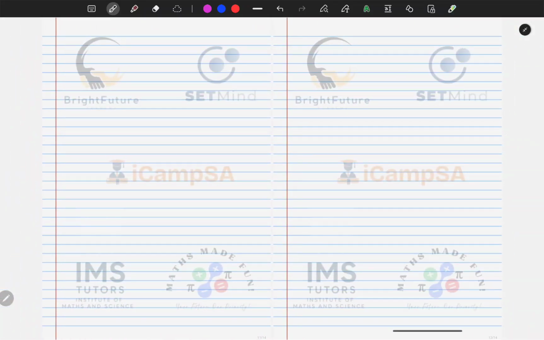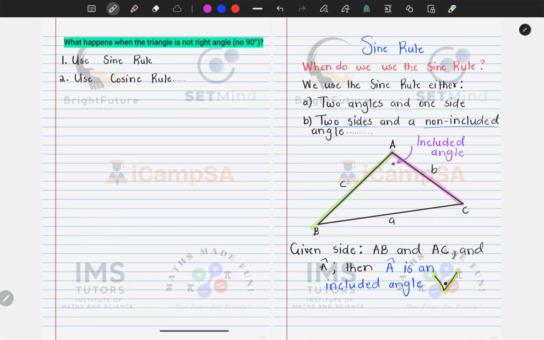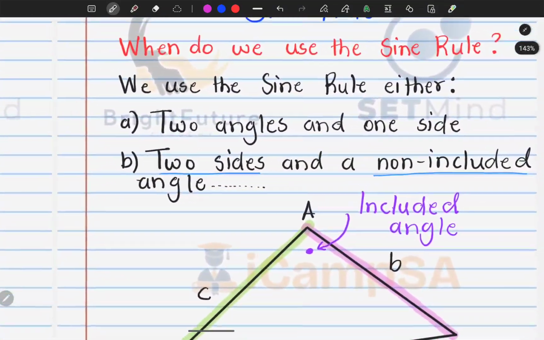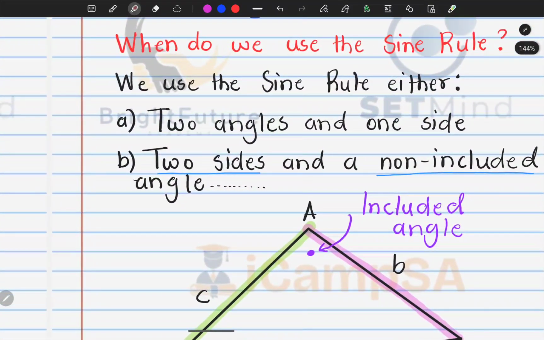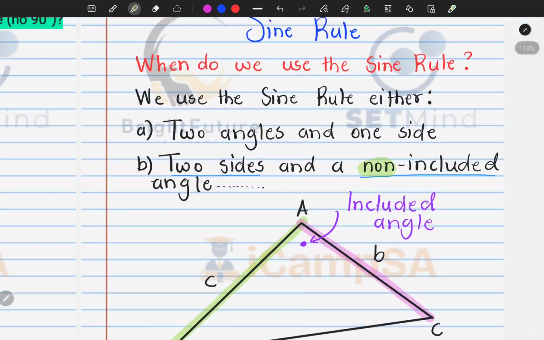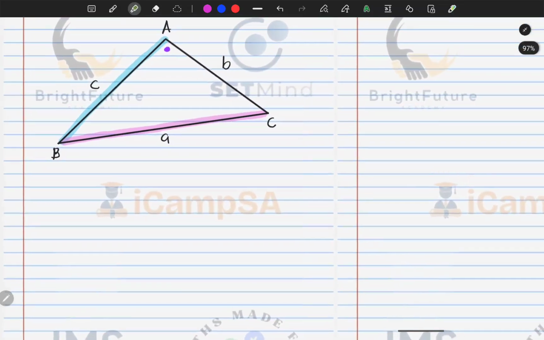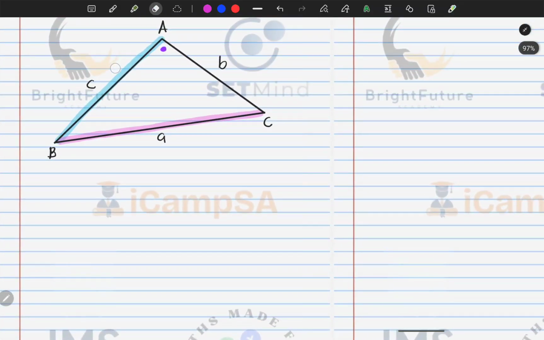So next, let's go and have a look at how exactly we use sine rule now that we know when to use it. Just to reiterate, we will use sine rule when we have two angles and one side, or two sides and a non-included angle. This "non" here is very important, okay? So let's go now and deal with the sine rule.